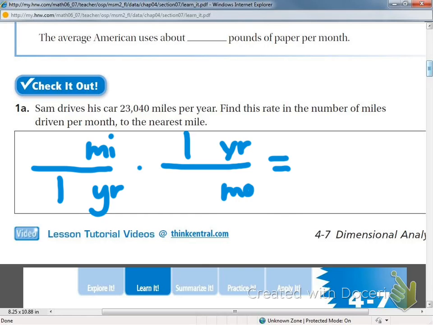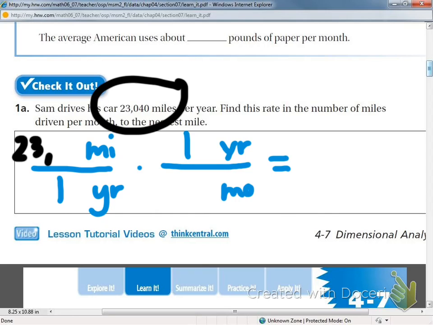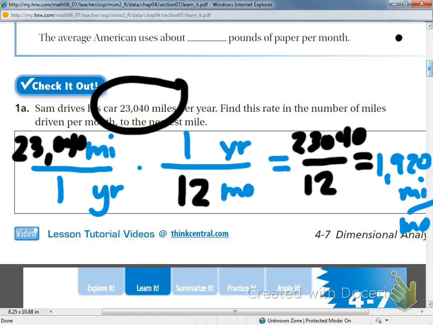So how many miles is he driving? 23,040, that's correct. How many months are in 1 year? 12, that is correct. So I'd like you to solve. Please pause the video. Okay, you should have found the answer to be 1,920 miles per month was the rate at which Sam drove his car.